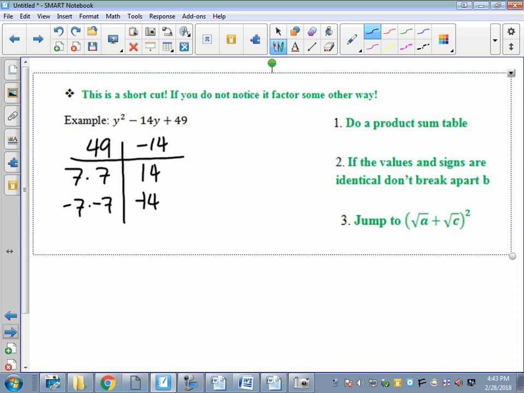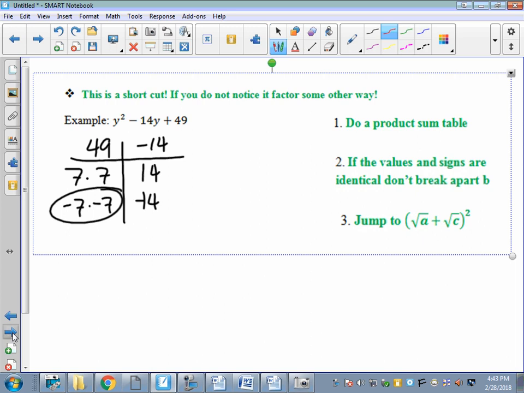Step 2, once you find your product sum table and you've figured out what numbers you're going to use, if they are completely identical, the same sign and the same number, then don't break apart b for your shortcut. Instead, take the square root of your a and the square root of your c, add them together, and then that's your quantity squared.